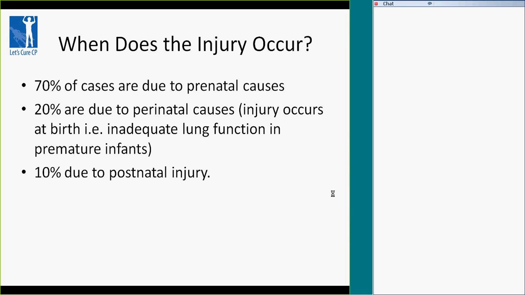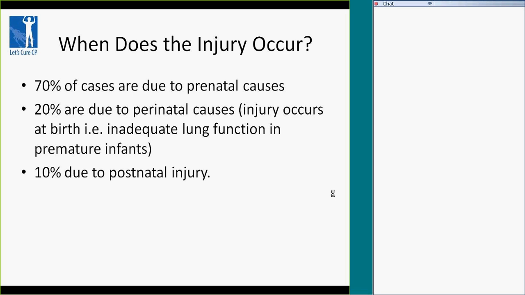Cerebral palsy, the same symptoms can occur from different causes. 70% of those causes are prenatal, which means they occur during development, before labor and delivery. 20% are due to perinatal causes. That's injuries like preemies will be born with inadequate lung function, and so they will be hypoxic. They won't get enough oxygen to the brain.